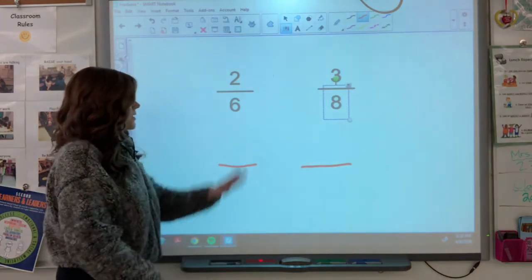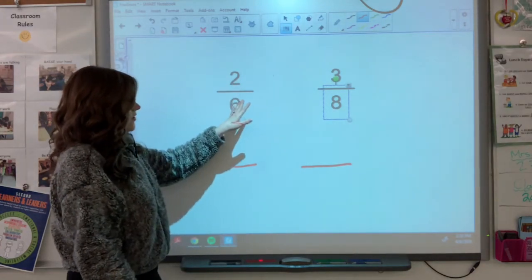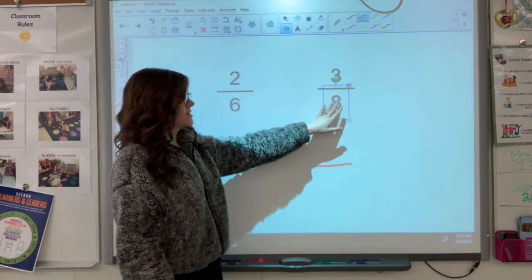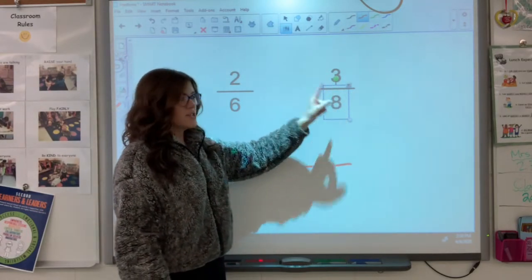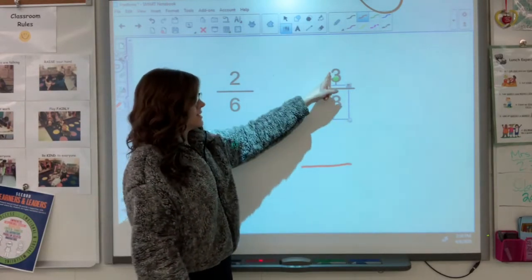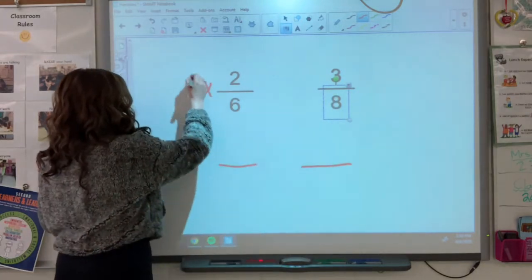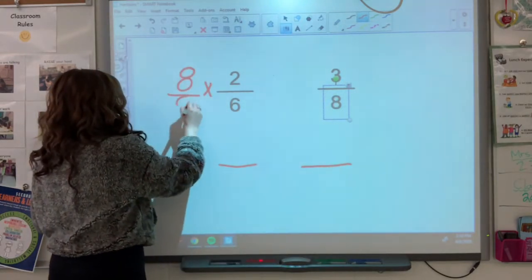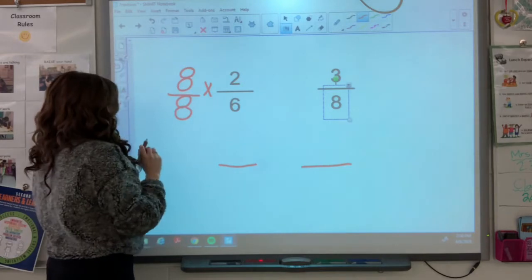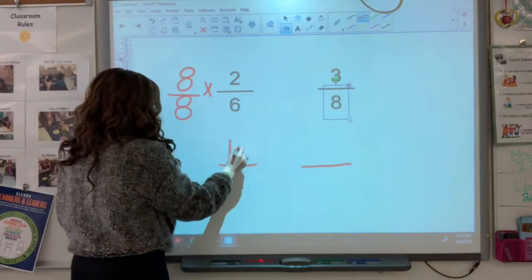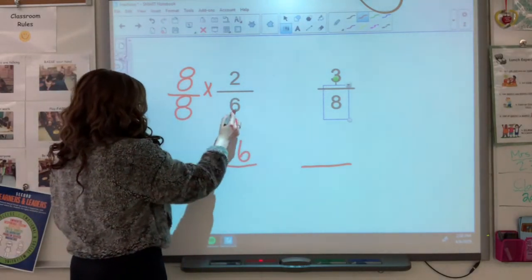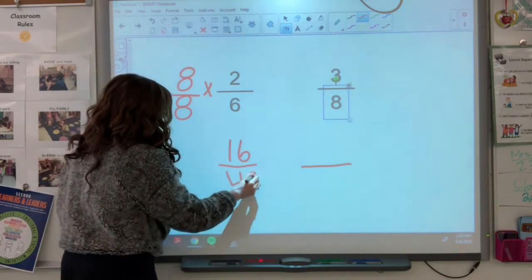Okay, so we have 2/6, and we're comparing it to 3/8. If I were to turn 3/8 into one whole, it would actually be 8/8. So I'm going to go ahead and multiply this by 8/8. So we have 8 times 2, which is 16, and 8 times 6, which is 48.